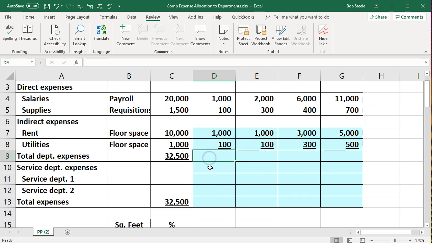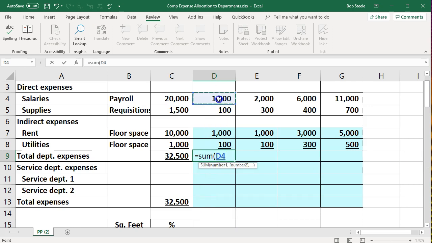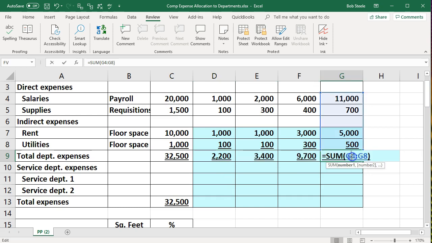If we sum these up, looking for the total department expenses, we say equals the sum of, and we'll take all the expenses all the way down from the direct expenses and the indirect expenses for the totals here. That's going to be the 2,200 all the way down. We're going to autofill that across. I'm going to put my cursor on this little highlighted box and autofill across, so we have the same relative formula all the way across. So there we have that.